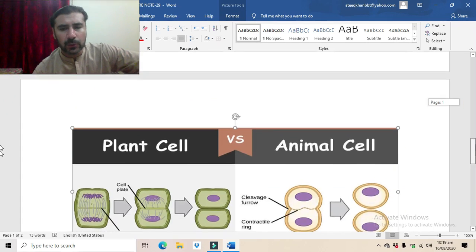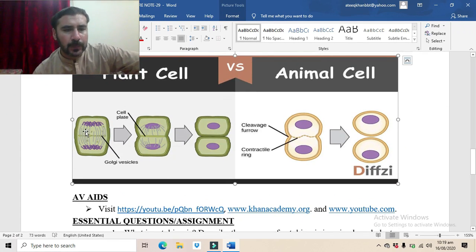This is also shown here in this diagram. This is a plant cell. This is one nucleus. This is another nucleus. The nucleus is already divided. In between, these are Golgi vesicles. These are small pouches. They will combine together. They will fuse with each other to form a plate. This cell plate is formed and this cell plate will divide one cell into these two cells.